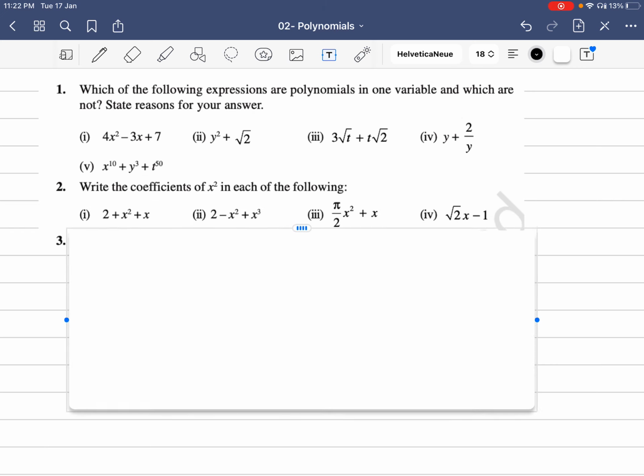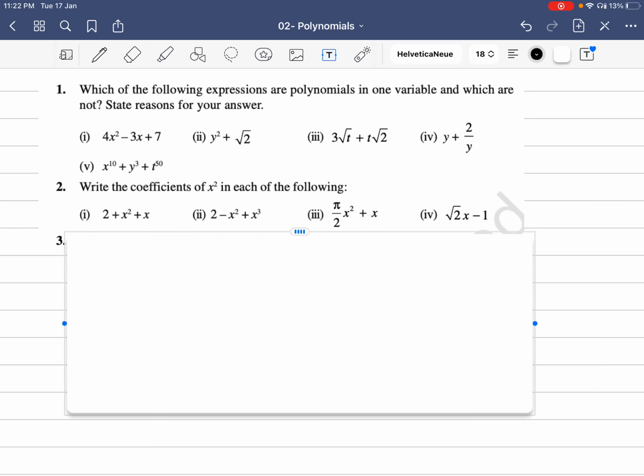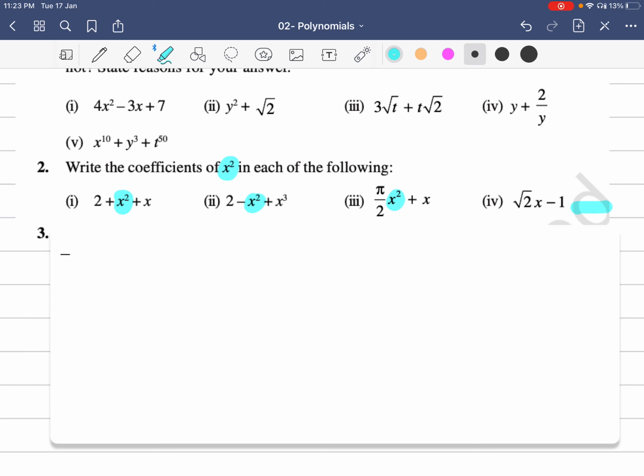So let's bring it out. Yes, this is our question number 2. Let's read it. It reads, write the coefficient of x square in each of the following. Okay, so the term to focus on is x square. So this is the x square in the first, this is the x square in the second, this is the x square in the third, and there is no x square here. There is no x square in the fourth term. So quite simple and straightforward.